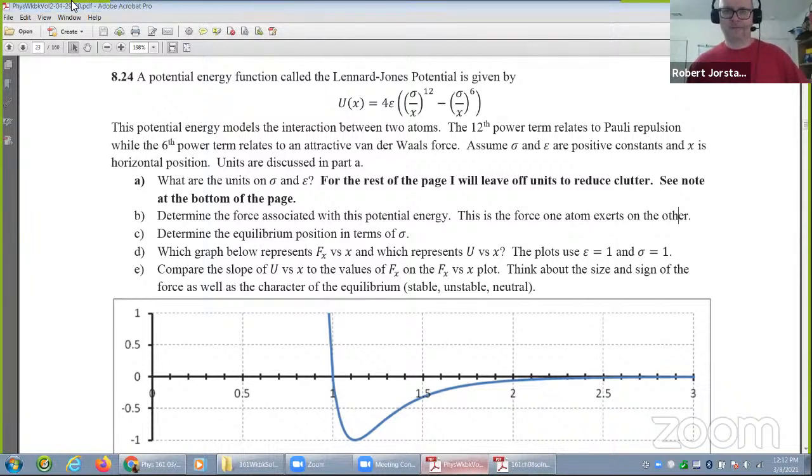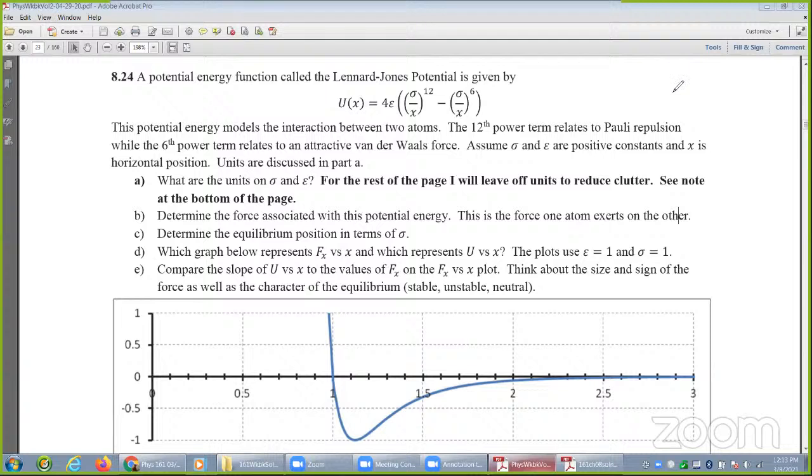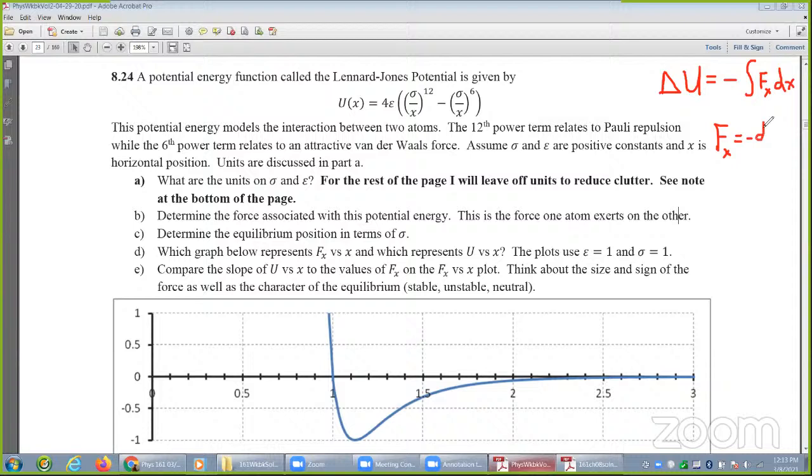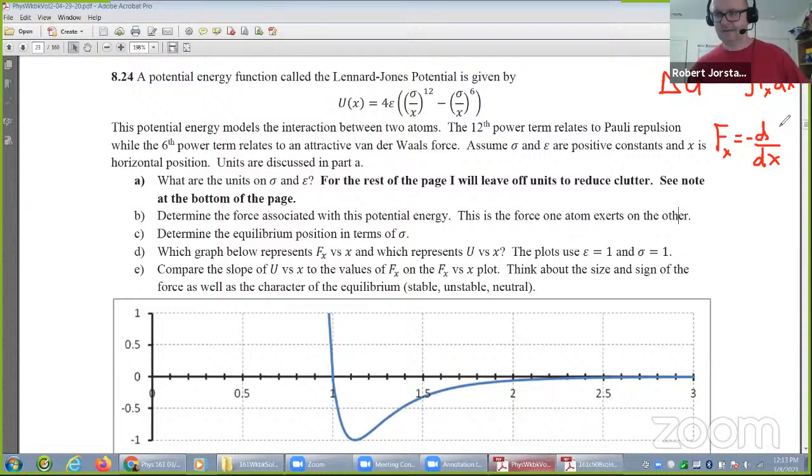Do you remember? Was antiderivative slope, or I should say the inverse of the slope, but negatively. Okay, yeah, something like that. Let me write this up. Delta U was minus the integral of f sub x dx. This came from the definition. And so the opposite of that is f of x, you said minus the slope, right? What's a way to write that mathematically? Negative d dx of u.